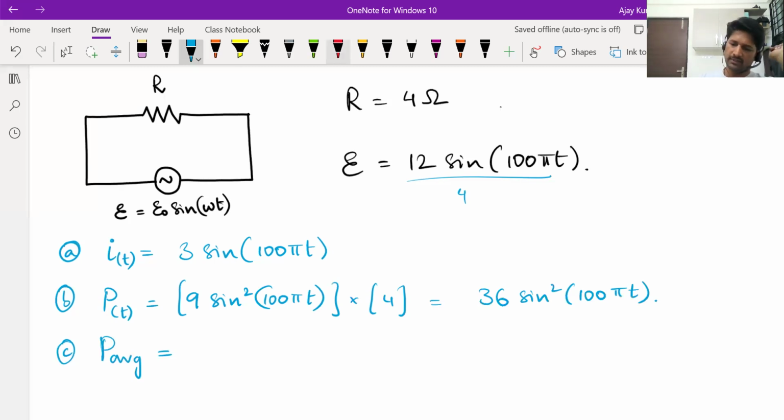And the average power dissipated. Average of the sine square function is half. 36 by 2, 18 watts is the average power dissipated, assuming everything is in SI units. Is this clear to all of you?